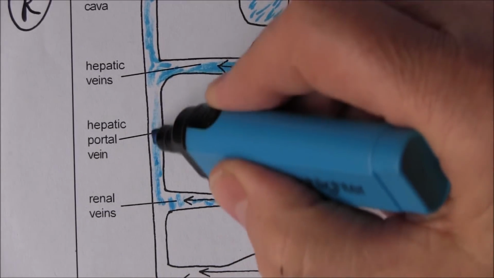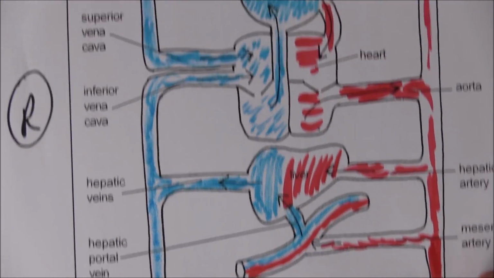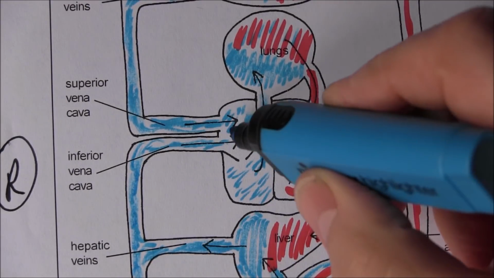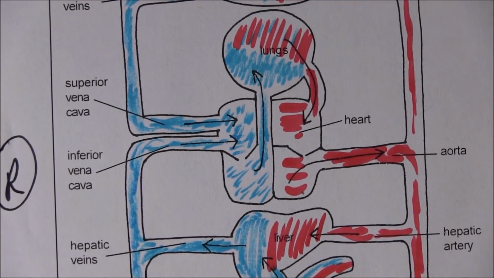inferior vena cava, which is taking blood back all the way up, all the way up there, back into the right atrium, to go to the right ventricle, to go back to the lungs to get oxygenated.